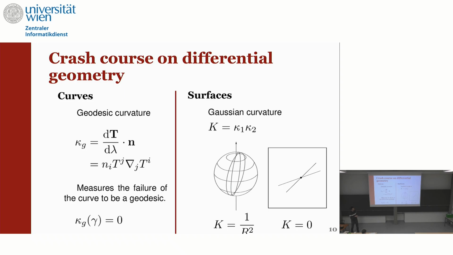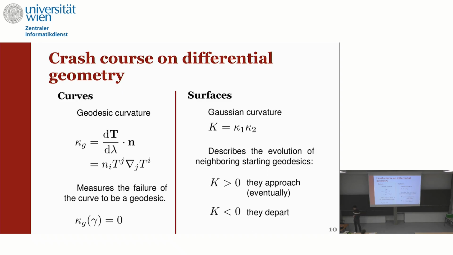And we can see that if we are at a point and draw two geodesics of the surface, then they will meet again. And if we are in flat space, then the geodesics will never meet again. This is just some hand-wavy explanation, but it can be made rigorous. If the Gaussian curvature of the surface is positive, then geodesics that start nearby will eventually approach. And if it is negative, then they will continue to depart.